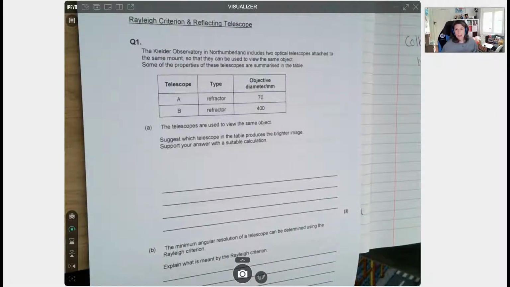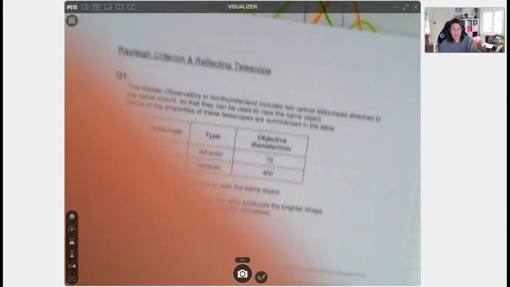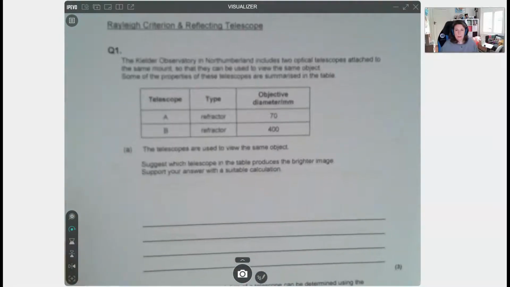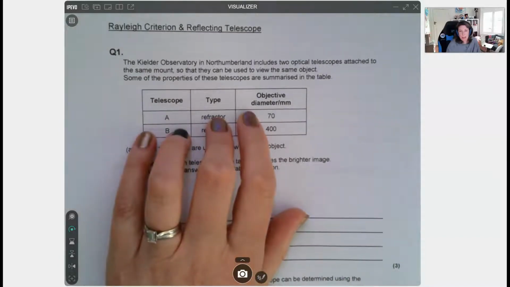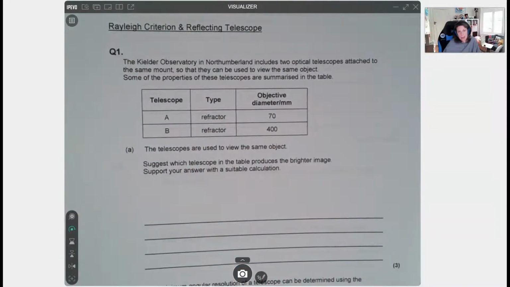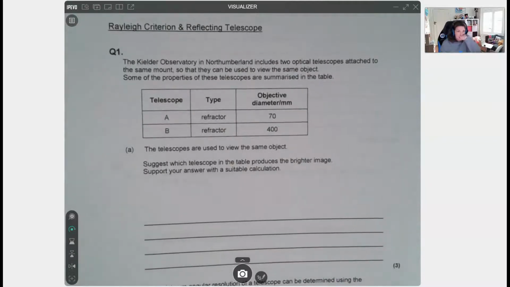Okay, so the question says, the Clyde Observatory in Northumberland includes 2 optical telescopes attached to the same mount, so that they can be used to view the same object. Some of the properties of the telescopes are summarised in the table. So you've got telescope A, that's a refractor, both refractors, they've got 2 lenses, and the diameters are 70 millimetres and 400 millimetres.